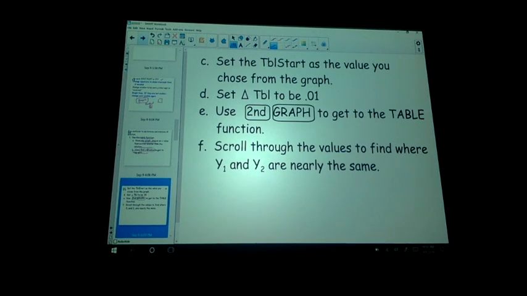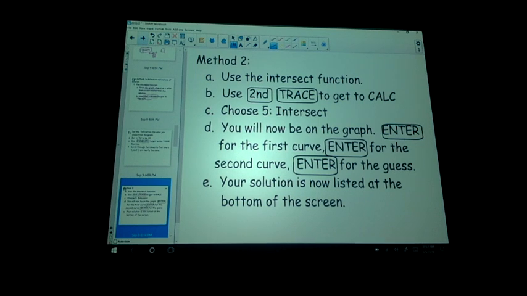I'm actually going to move to, there we go. Method 2 is not a bad way. So you hit second trace to get to calc, and you choose intersect.